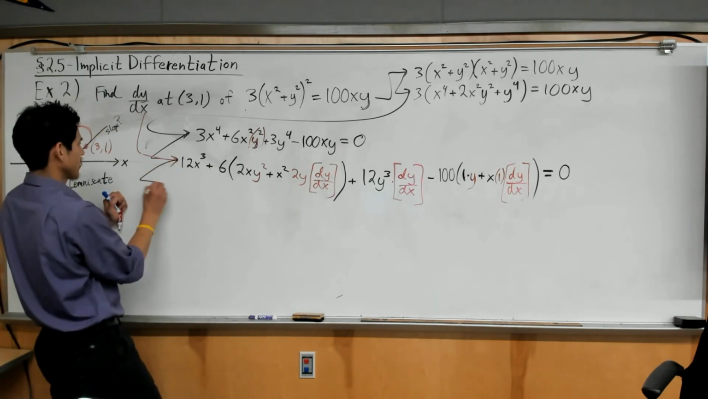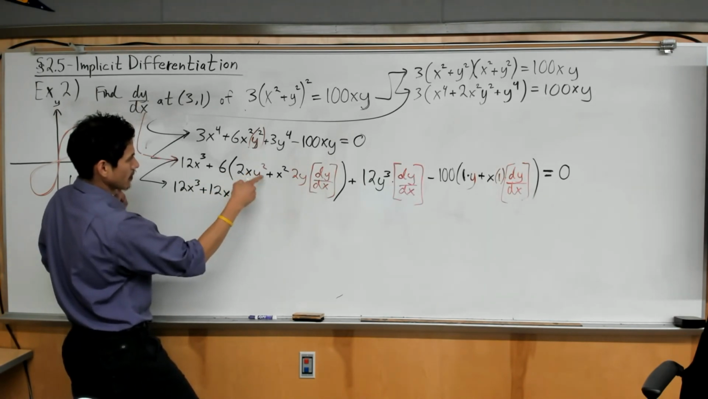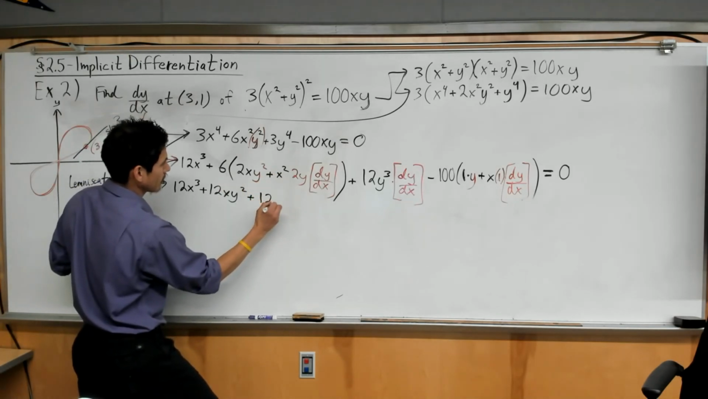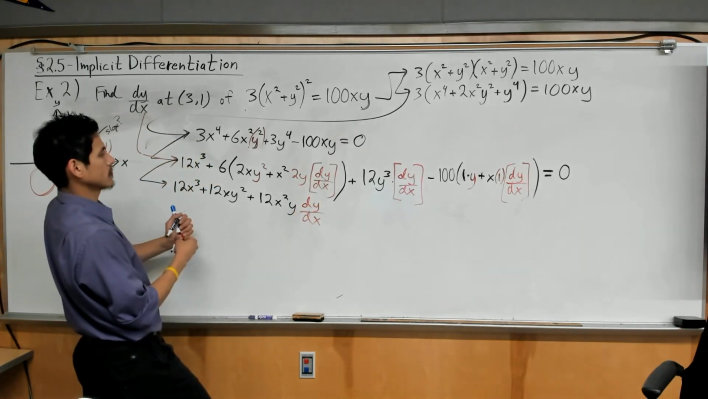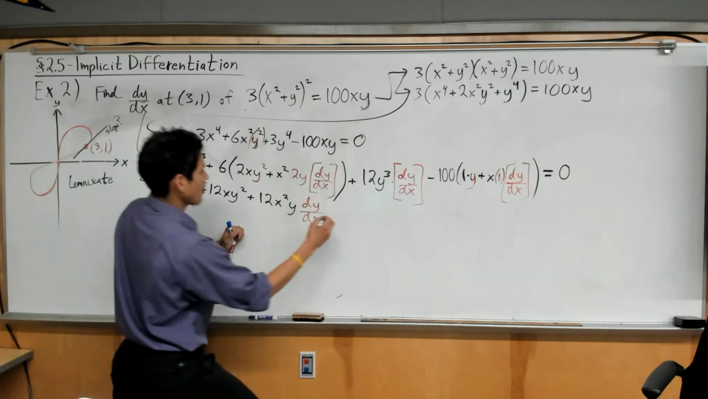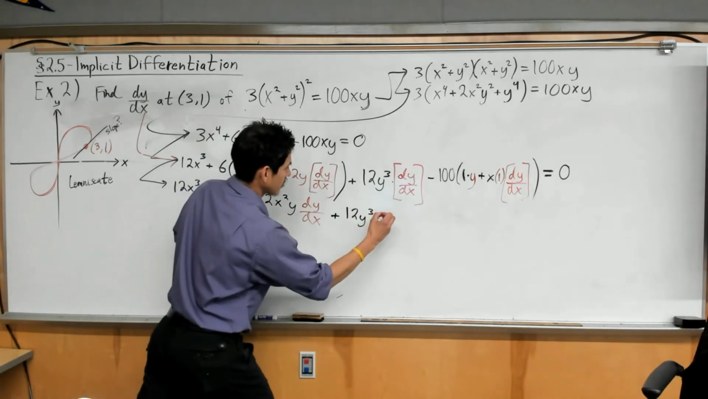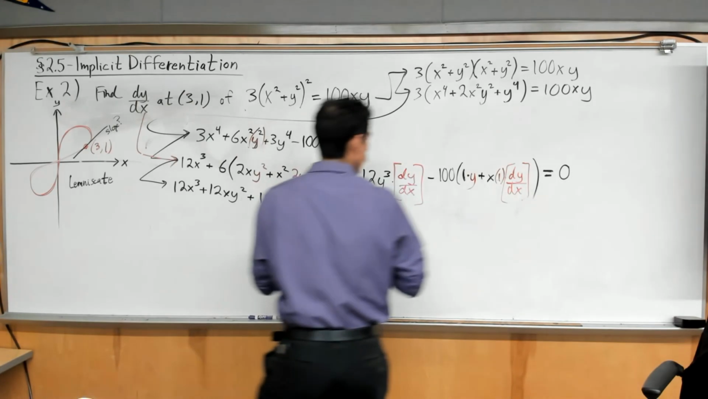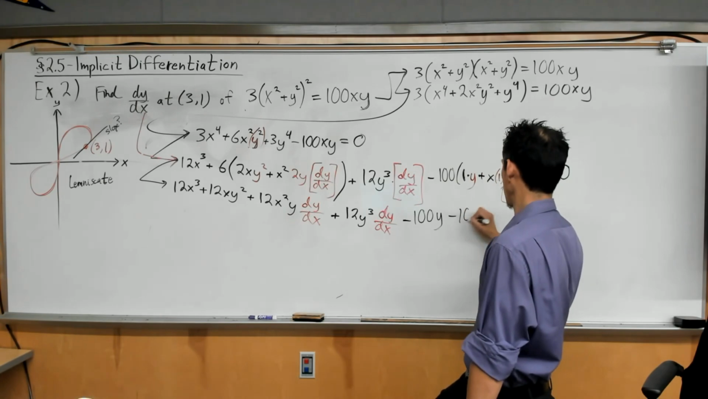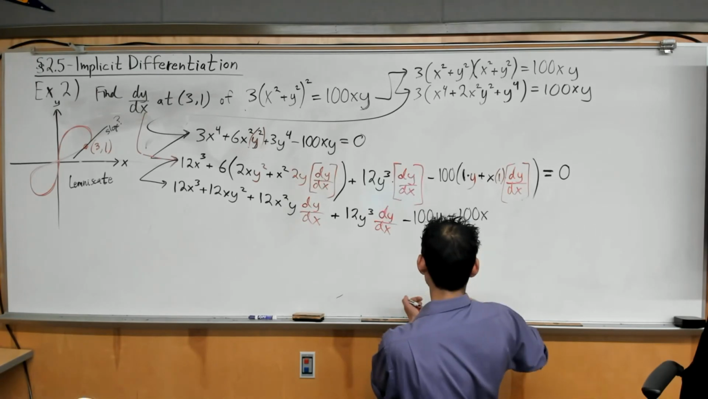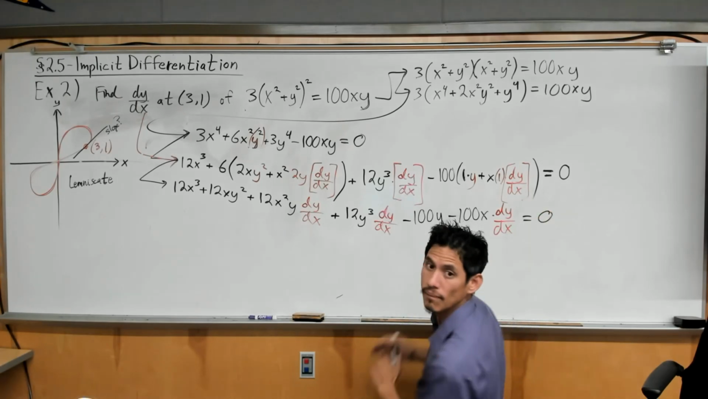Let me do this all, not skip a step so I don't mess up somewhere. 12x cubed plus 12x y squared plus 6 times 2 plus 12 x squared y dy dx, plus 12y cubed dy dx, minus 100y minus 100x times dy dx equals 0.